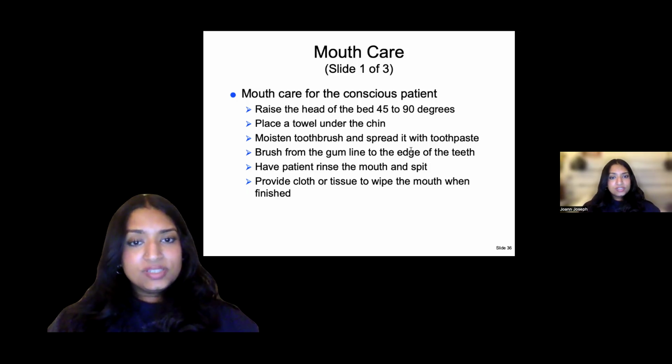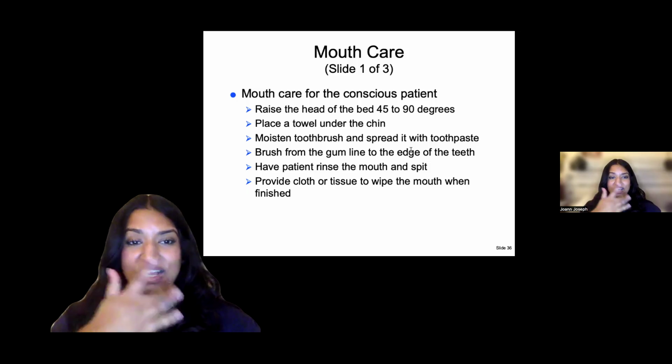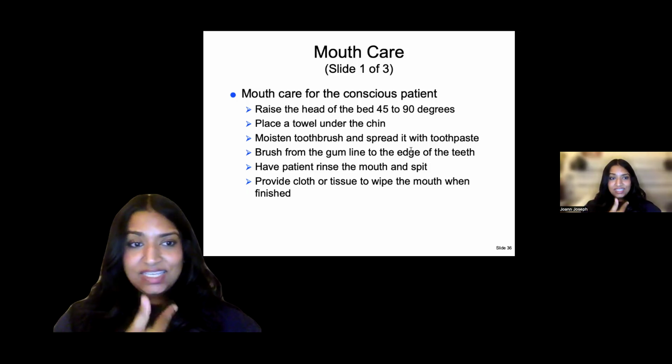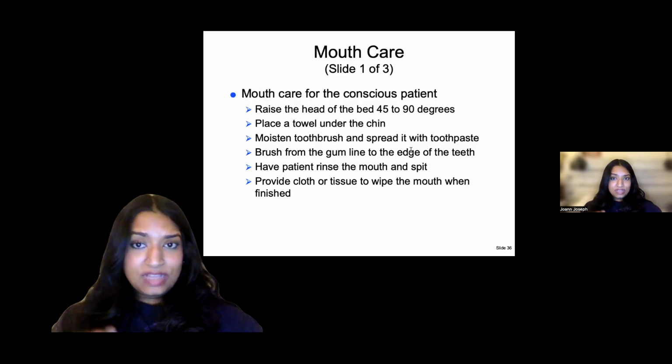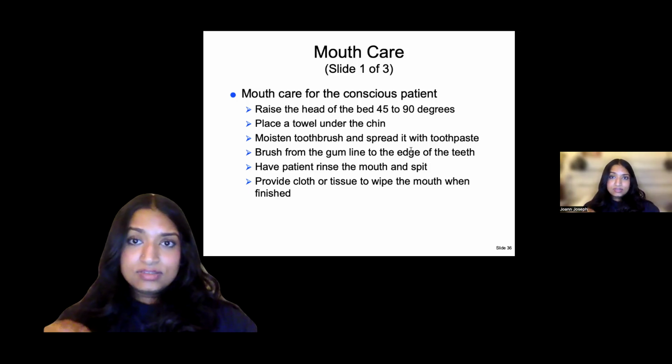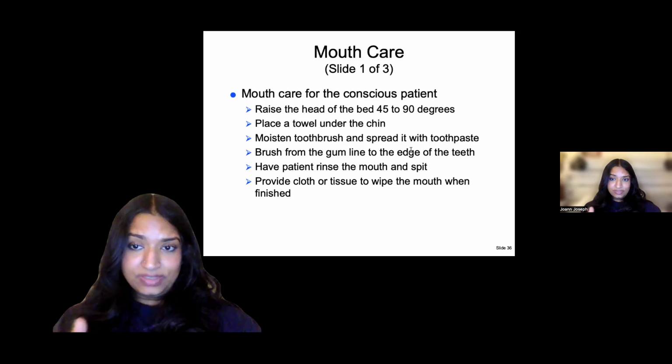Moisten the toothbrush and spread it with toothpaste. You brush the gum line to the edge of the teeth. Have the patient rinse the mouth and spit. You will have these basins to do that. And then you provide them with a cloth or a tissue to wipe the mouth when they're finished. Of course, you are always using gloves when you're doing anything like that because these are bodily fluids.